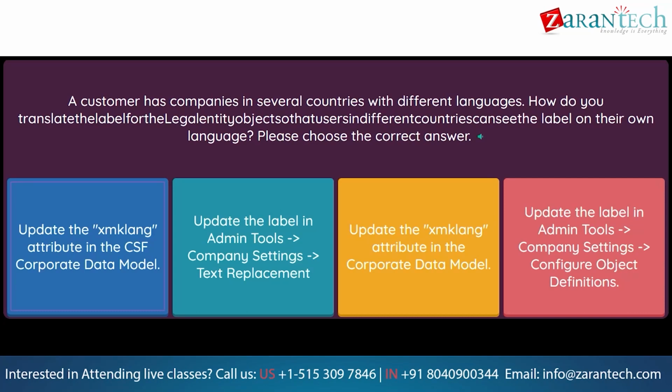Option 1: update the SAP attribute in the SAP Corporate data model. Option 2: update the label in Admin Tools - Company Settings - Text Replacement. Option 3: update the SAP attribute in the Corporate data model. Option 4: update the label in Admin Tools - Company Settings - Configure Object Definitions.